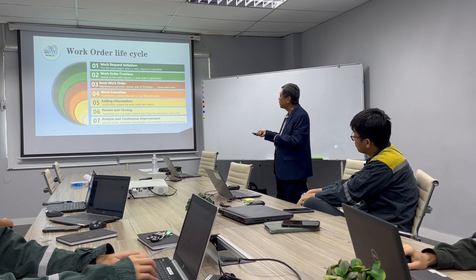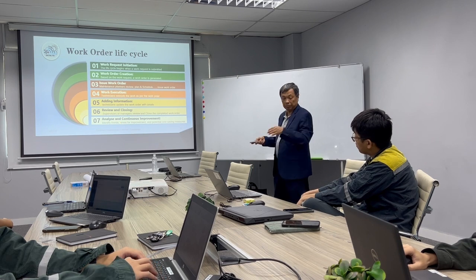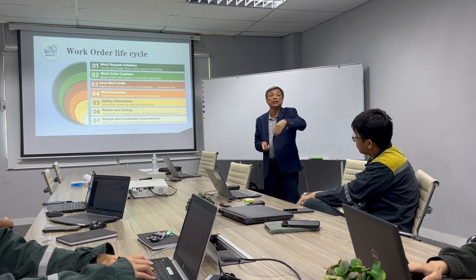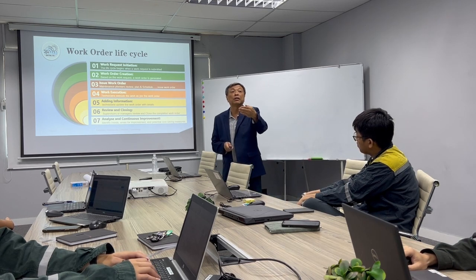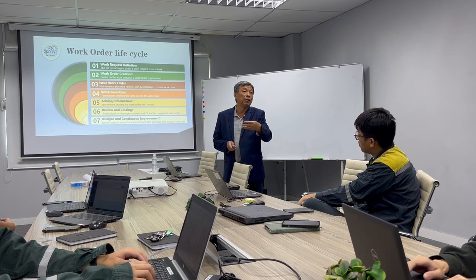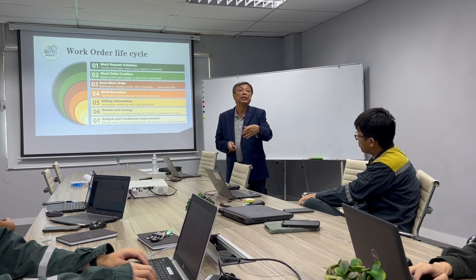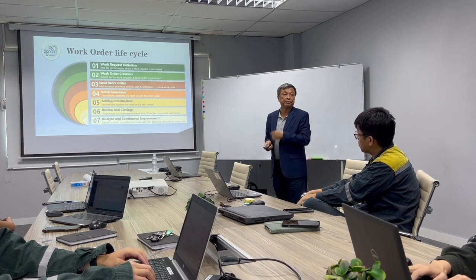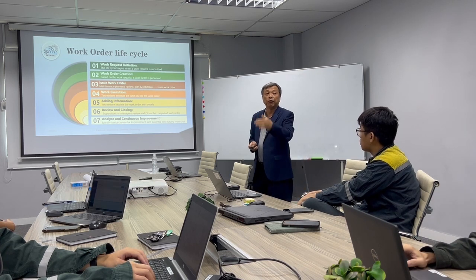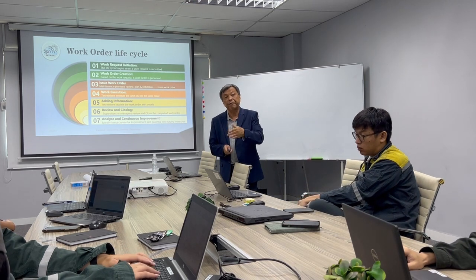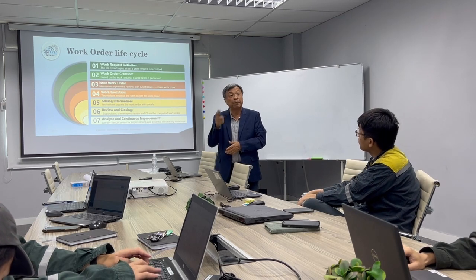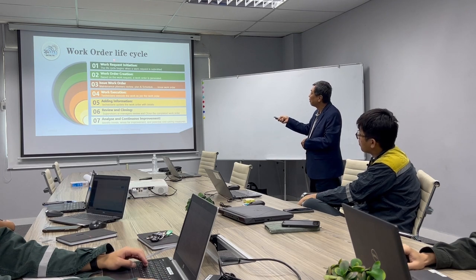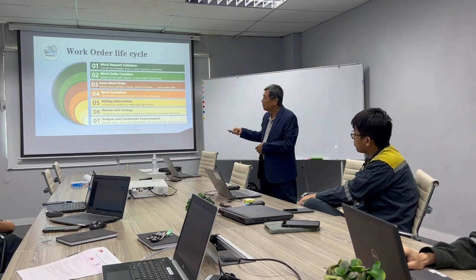Analyze and continuous improvement, we will not talk about today. We will talk about it in the next module, the advanced module, where everybody starts to practice and gets more data in the system. Then we'll talk about how to analyze and continuously improve based on the information we have in the system. So it's a process. We call it the work order life cycle. It's a process, then we can close the cycle.